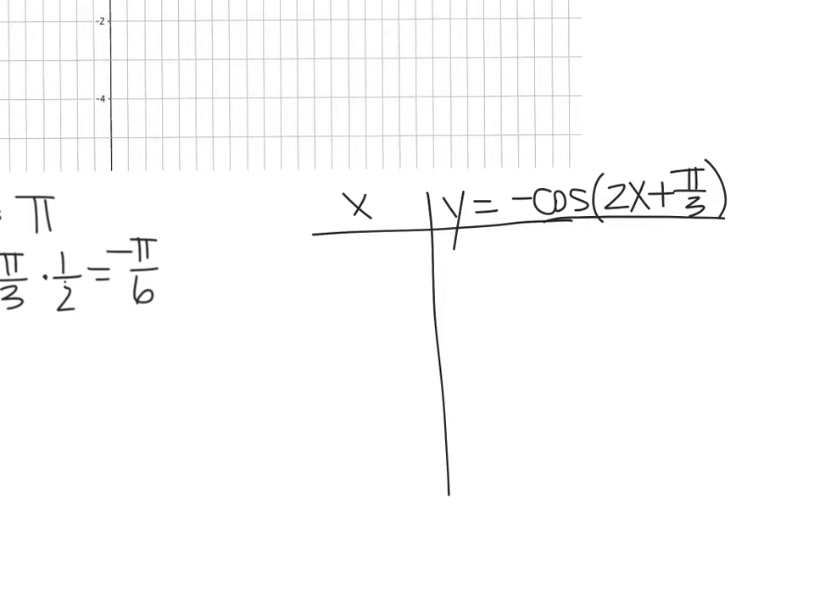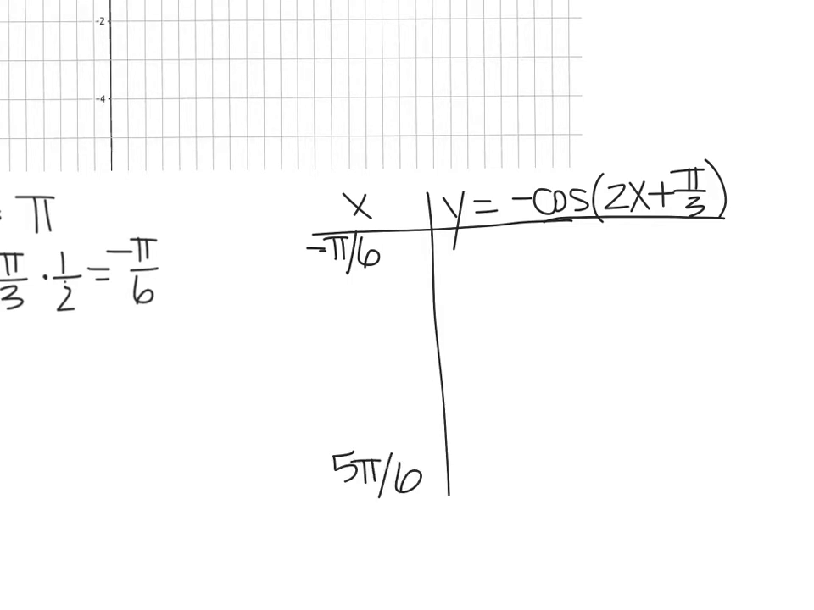So now we have to figure out where we're going to start. And when our phase shift is negative, which means we've moved the graph to the left, we actually want to start at that phase shift. That would be a good starting point. So I'm going to start at negative pi over 6. And when I choose my ending point, I want it to be one period away from negative pi over 6. And since a period is pi, if I add pi to negative pi over 6, we're going to end up at 5 pi over 6.